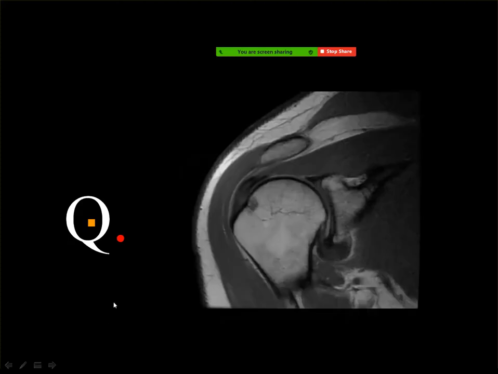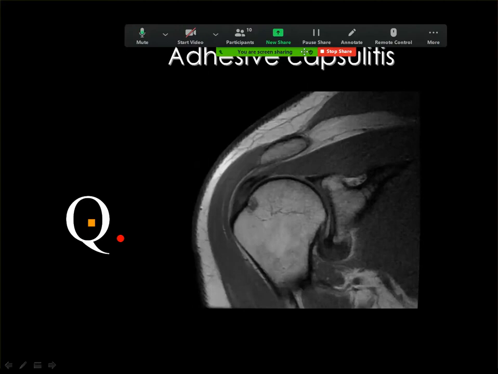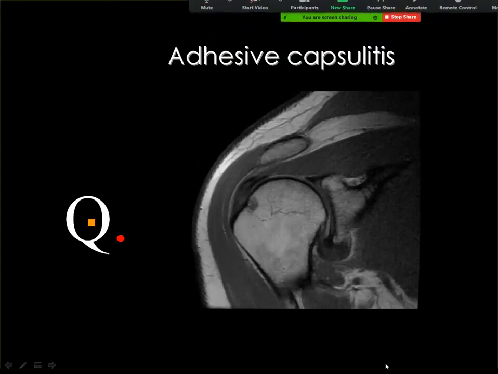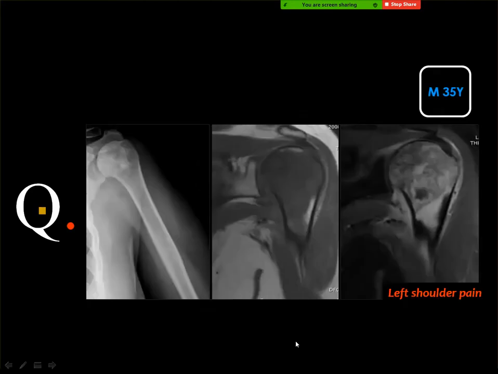This is an MRI of the shoulder and is not aiming for the supraspinatus tendon, but aiming for the inferior glenohumeral ligament, which is adhesive capsulitis. Yes, adhesive capsulitis or a frozen shoulder because of the marked thickening of the inferior glenohumeral ligament and the tightness of the ligament. This is diagnostic of adhesive capsulitis.